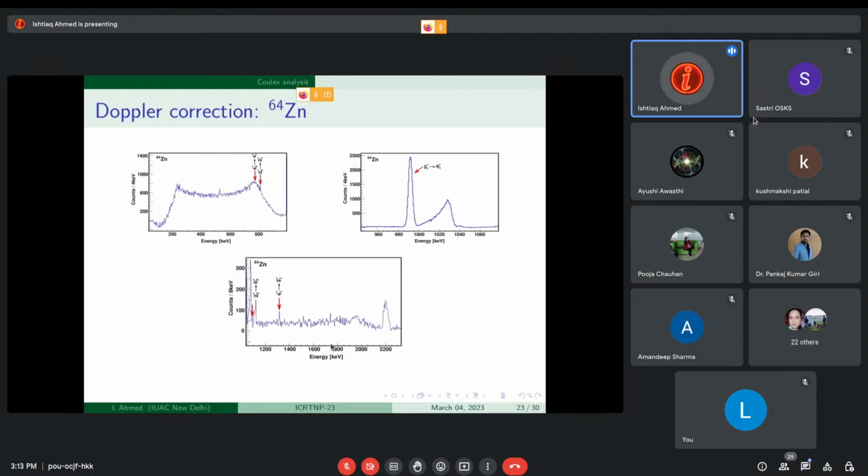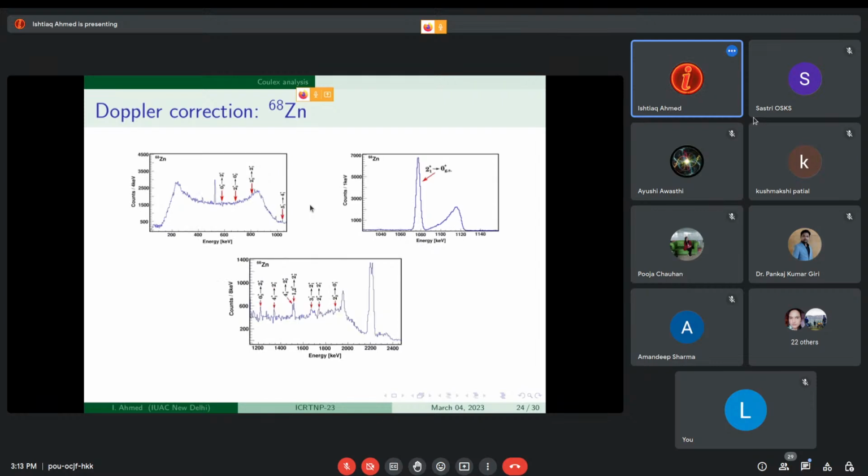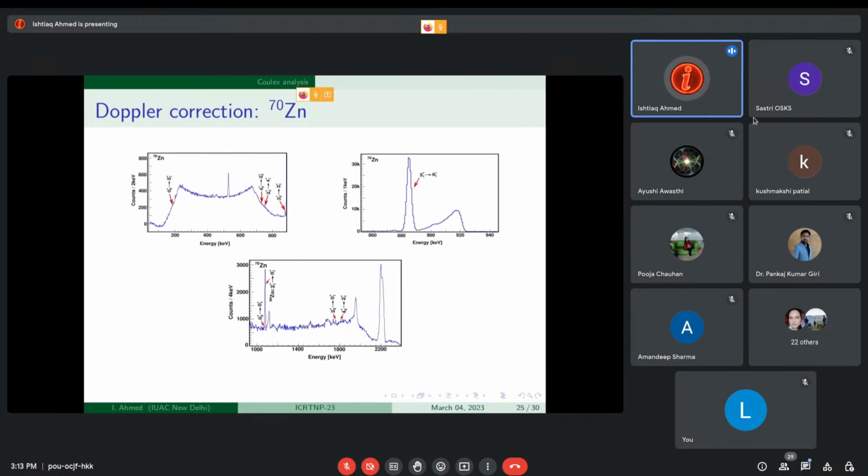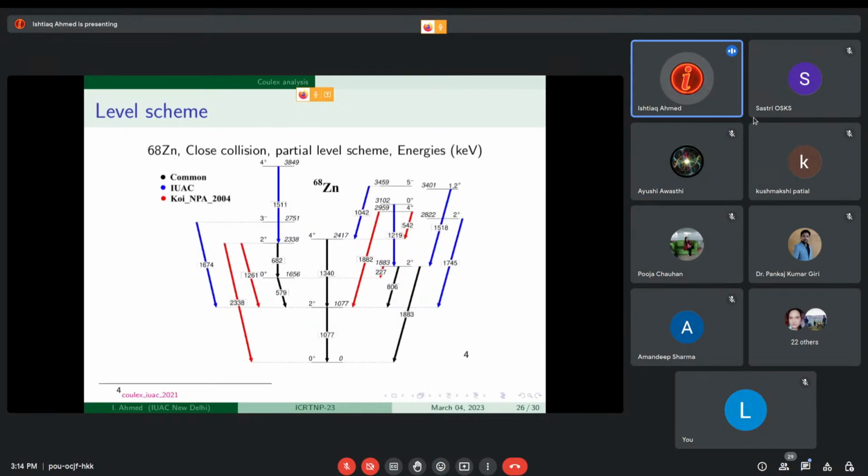So now these are the Doppler corrected spectra. This is the spectrum for 64 zinc. I have split it into 3 parts: the first half, the middle part and the right half. Here we see the different transitions coming from 64 zinc after Doppler correction, and also for 68 zinc, and then for 70 zinc. From this information we can develop a level scheme, a level structure, for a given nucleus.